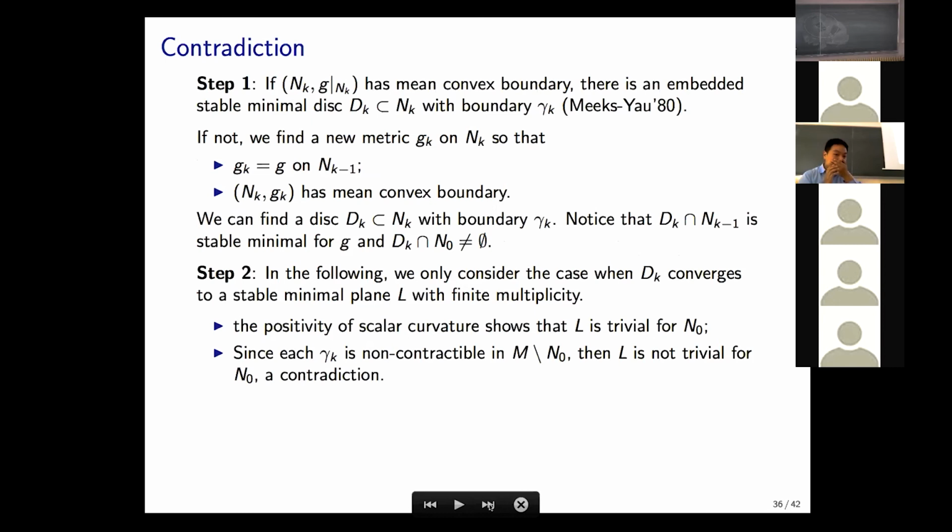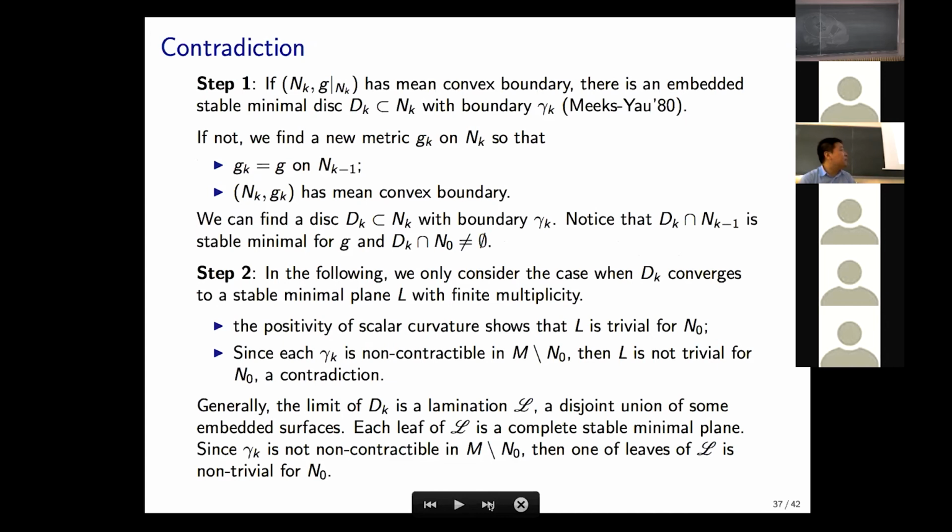Generally, the limit of the D_k is a lamination. That means the limit is a disjoint union of some embedded surfaces. Each leaf of the limit is a complete stable minimal plane. Because the gamma k is non-contractible in M delete N0, we know one of the leaves of the limit is non-trivial for N0.